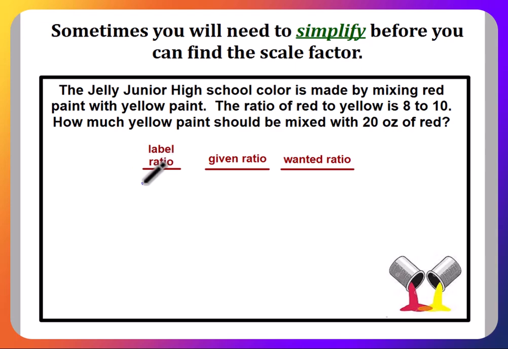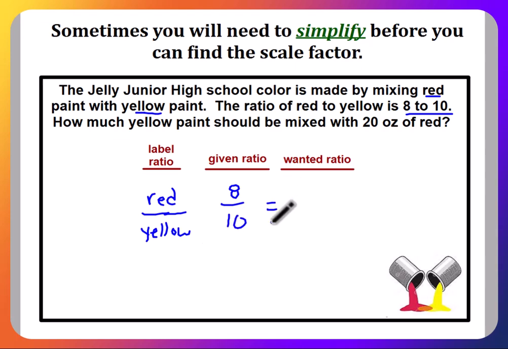Label ratio. What are the two things we're comparing? We're comparing the red paint with the yellow paint. So set it up. I'm going to do red to yellow. You could do yellow to red, that's fine, but make sure you have the labels written. The given ratio is what they tell us. The ratio of red to yellow is 8 to 10. 8 is the red because it says red first. 10 is the yellow.